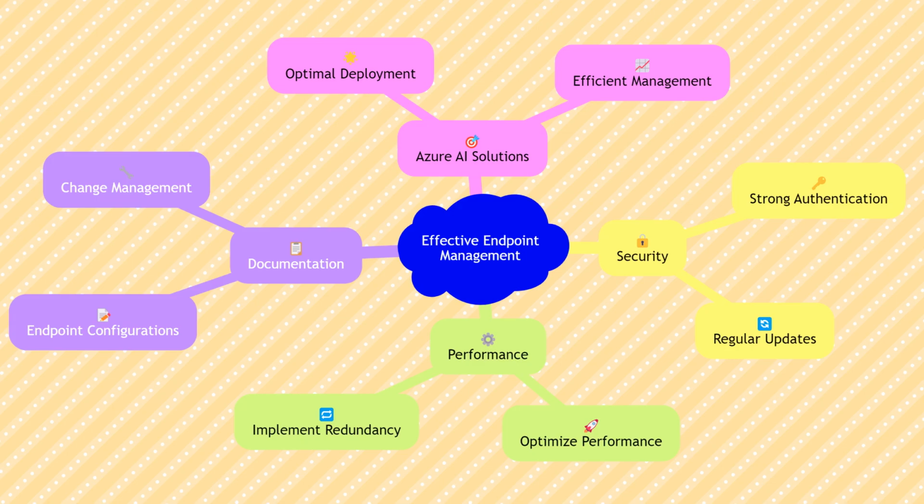Effective endpoint management involves following best practices to ensure security, performance, and reliability. These include using strong authentication mechanisms, regularly updating security settings, optimizing endpoint performance, and implementing redundancy measures. Additionally, documenting endpoint configurations and maintaining a clear change management process can help streamline endpoint management. Adhering to these best practices can help organizations achieve optimal results when deploying and managing Azure AI solutions.